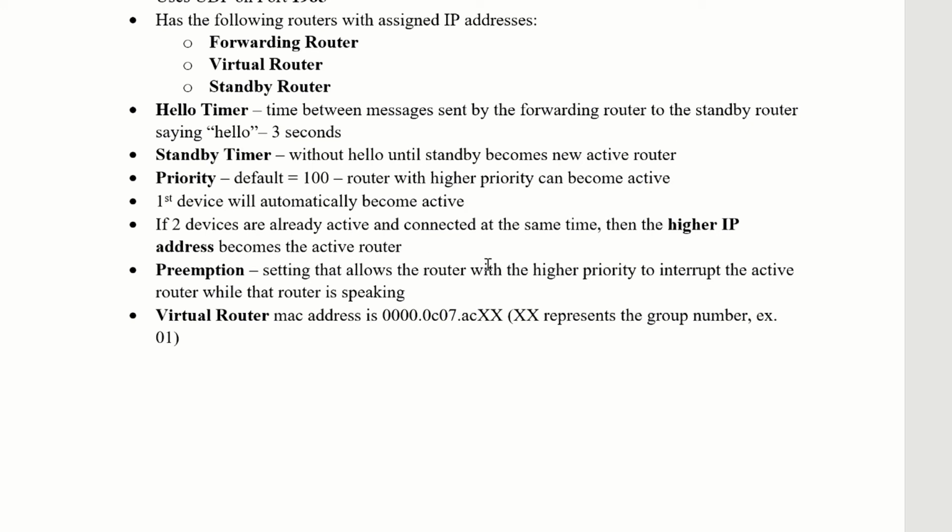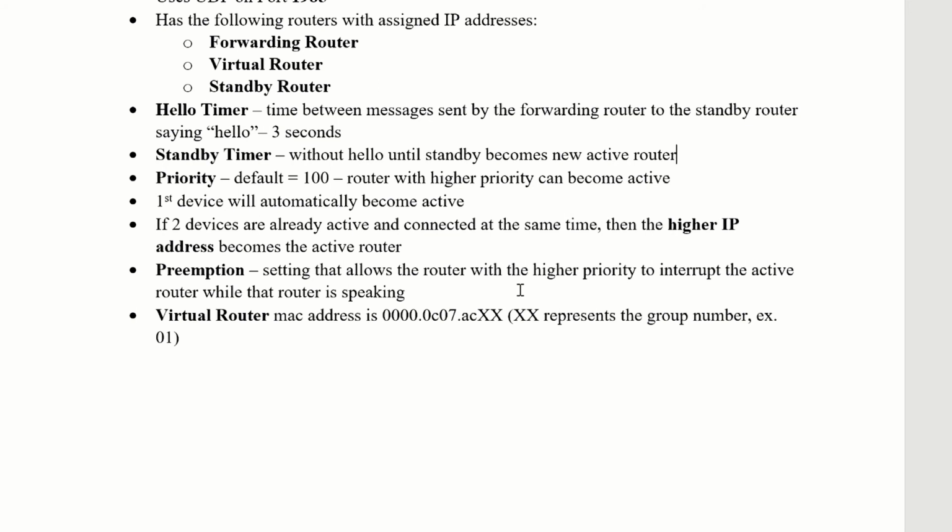And if you have two devices that are already set up, and they set up their connection after already being set up with HSRP, and they have the same priority, so they both become active essentially at the same time, then the one with the higher IP address will become the active router. So that's a whole hierarchy of what decides which router becomes the active one.